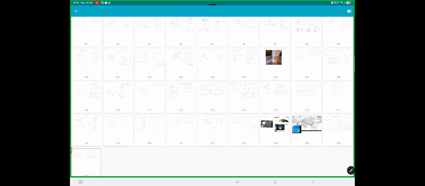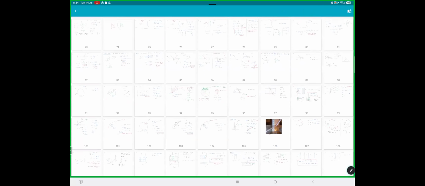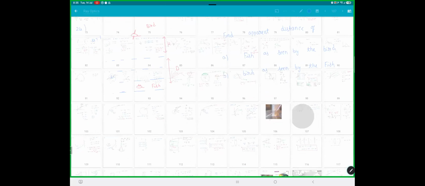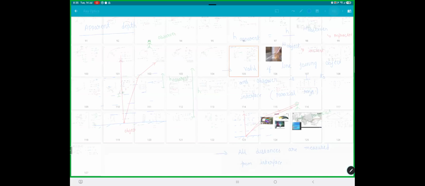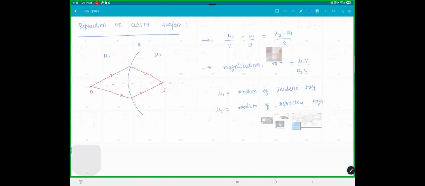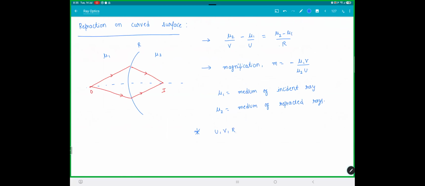Actually, when we did this apparent depth, you could have done the same thing for this logic also. There I wrote incident and refracted. So that's a better way, instead of saying object and image, because sometimes the object will be a virtual object, then what will you do? Again, same story. u, v, R must be taken with sign convention. Note down these formulas. You need these two.